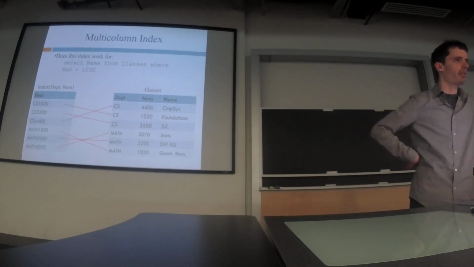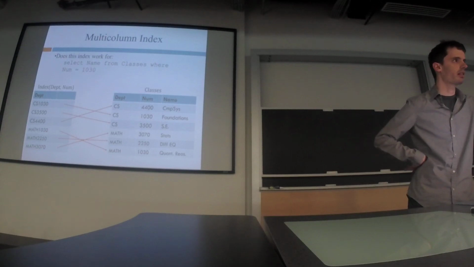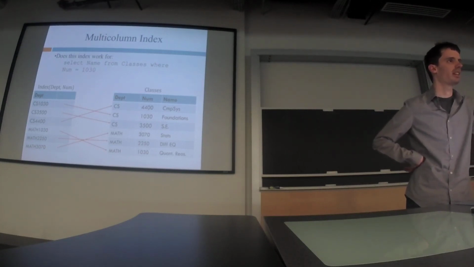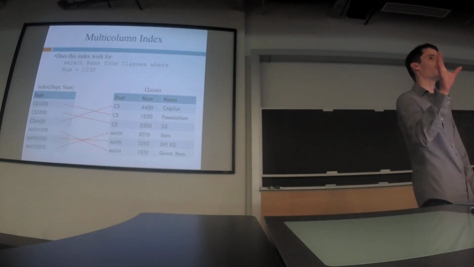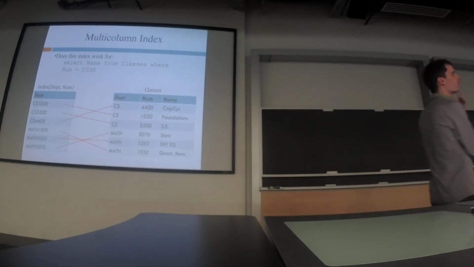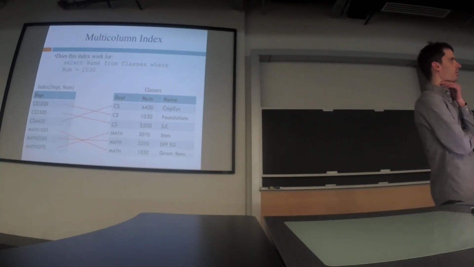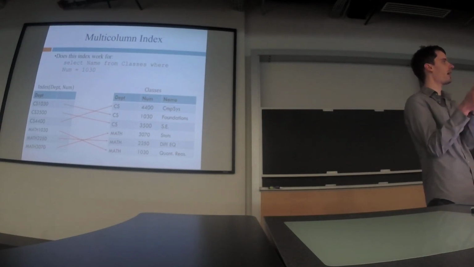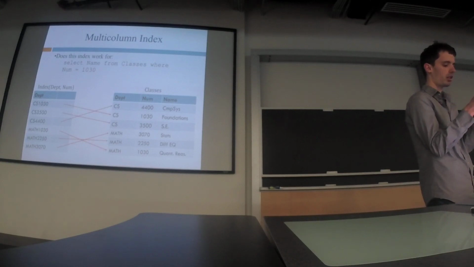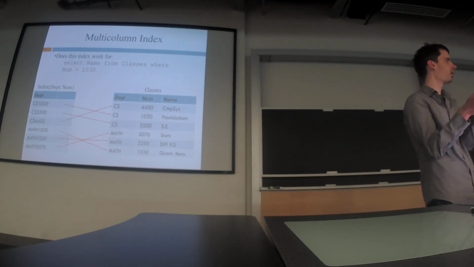Okay, what about this query? Same index. Does it help for this query? Select name from classes where num equals 1030. Hold on. So say that again. Okay, so same logic applies. You know the number is in that key somewhere, so maybe just go and look at the part that is the number.